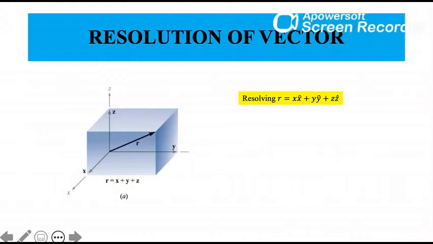Hello everyone, in the last lecture we have seen how to represent a point in 1 dimension, 2 dimension, 3 dimension form in the rectangular coordinate system. Now that was a coordinate system which allows me to specify any point in space with reference to a particular coordinate system by a set of 3 numbers.